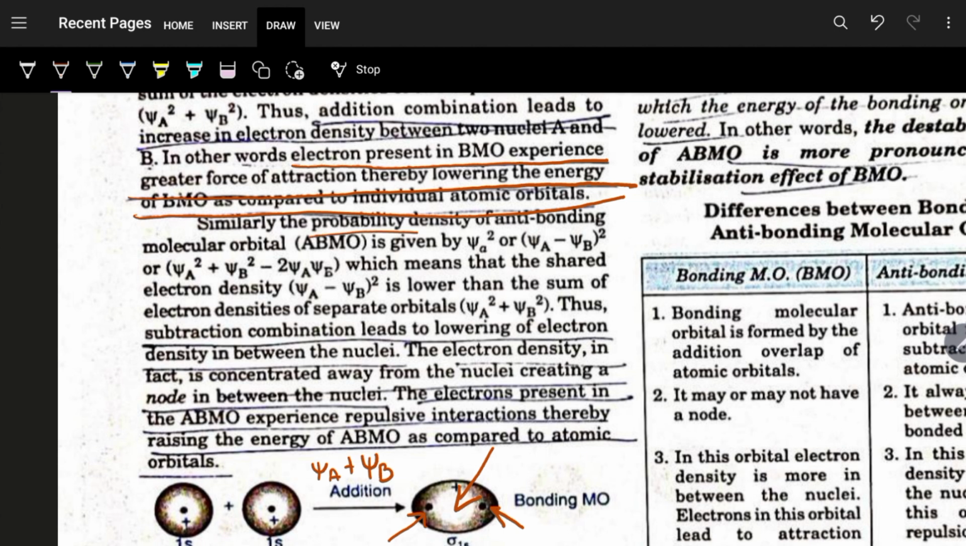Now, the probability density of the anti-bonding molecular orbital is psi a square, and since anti-bonding molecular orbital has a subtractive interaction, psi a minus psi b whole square will represent the probability density. So subtraction combination leads to lowering of electron density in between the nuclei, and the electron density is concentrated away from the nuclei, creating a node. What is a node? Node is where the probability of finding an electron is almost nil.